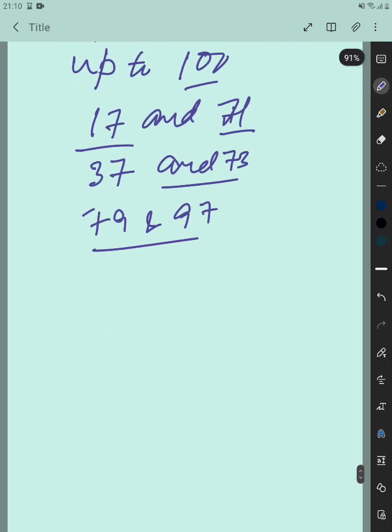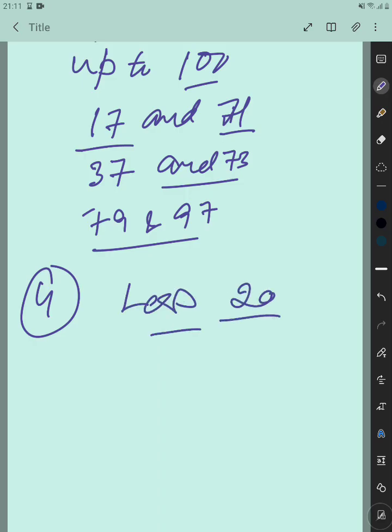Now the fourth question. What is the fourth question? Write down separately the prime and composite numbers less than 20. So they are saying you need to write prime numbers and composite numbers. So we'll write all numbers over here.